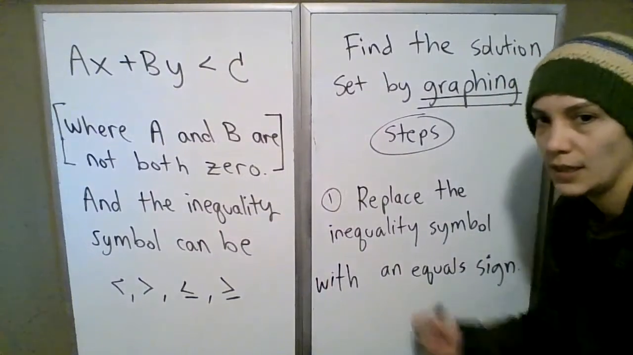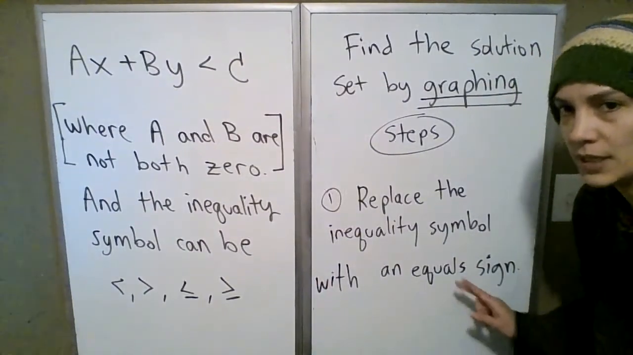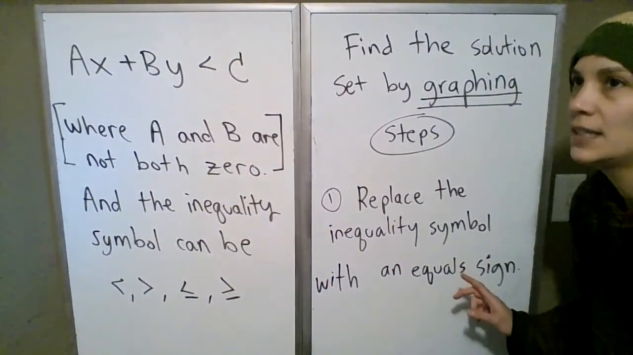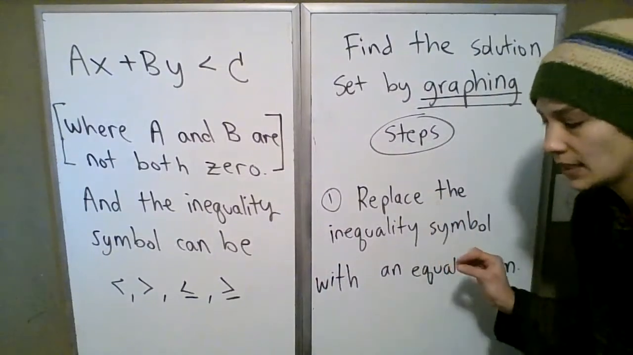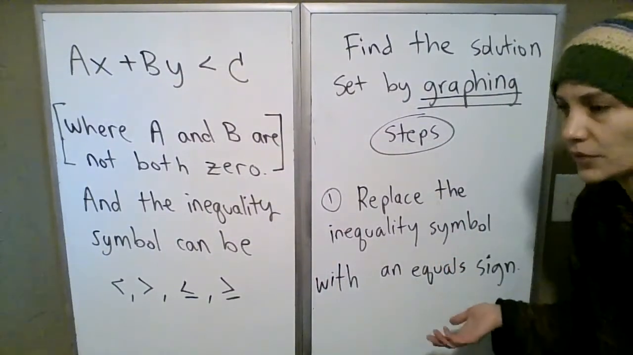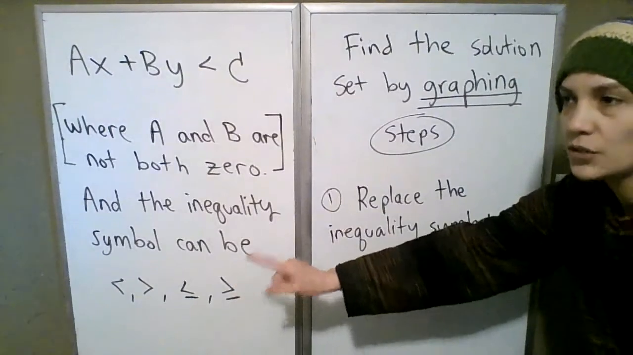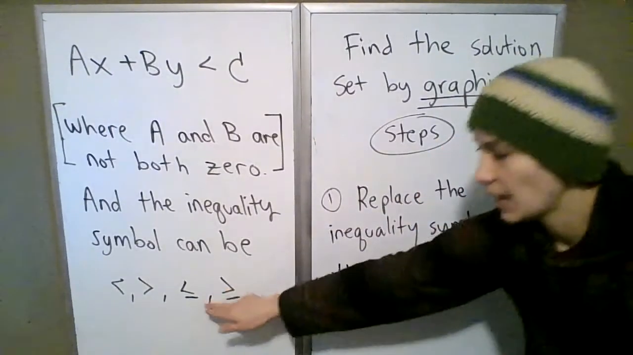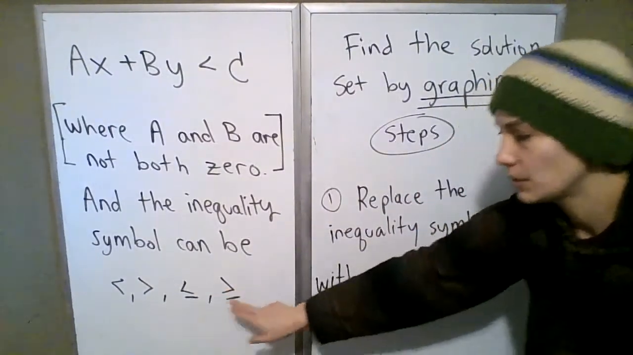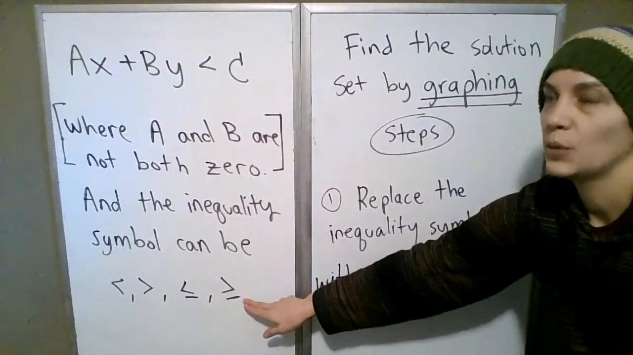So you put an equal sign in place of your inequality sign. And then before you draw the line that's left over, you want to check the symbol. If it was a strict inequality, draw a dotted line. If it has an equals in there, less than or equal to, greater than or equal to, it's going to be solid.